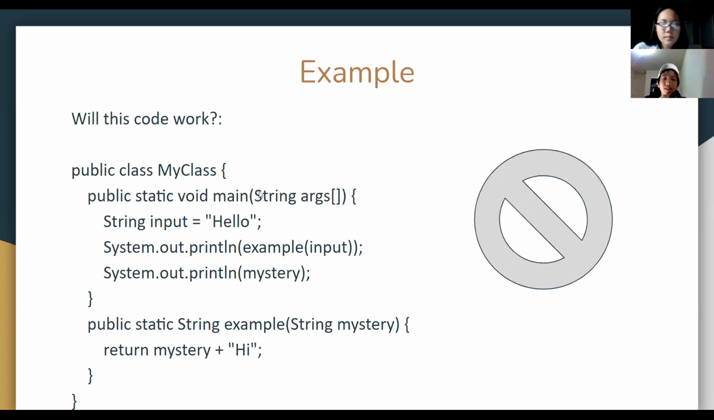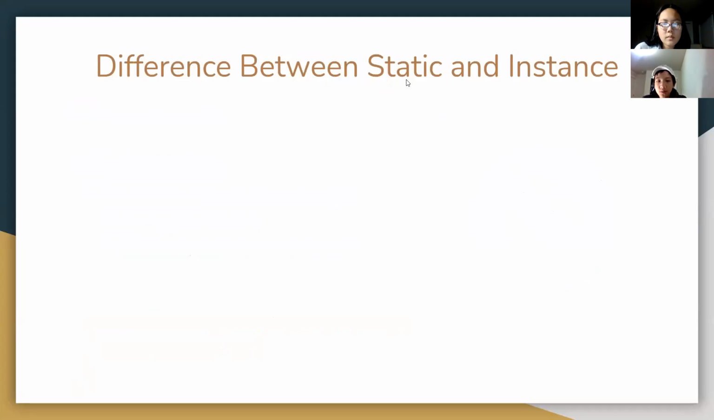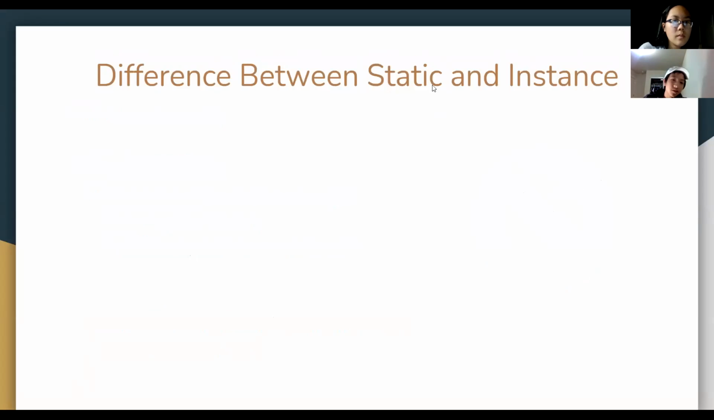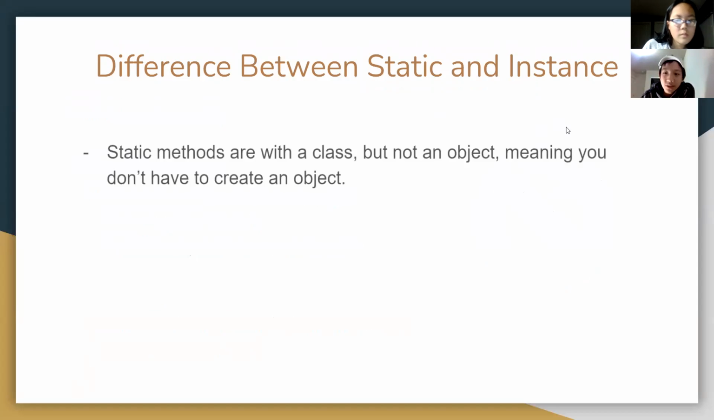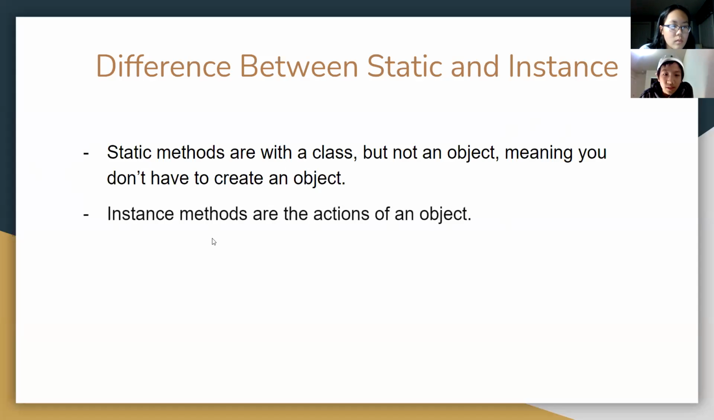Yeah. All right. So we've been throwing around the terms instance and static: instance variables, instance methods, static methods, static variables. What's the difference between the two? All right. So static methods are associated with a class, but not an object. This means that if you want to use a static method, you don't have to create an object. And instance methods are the actions of an object, which means they're also associated with that object.